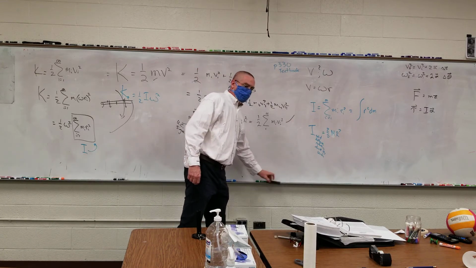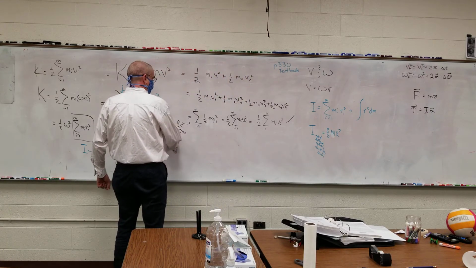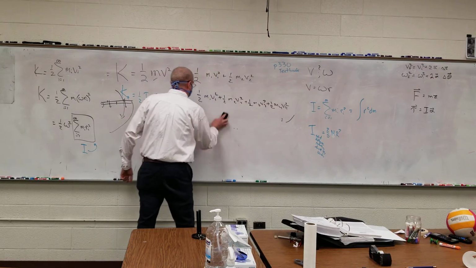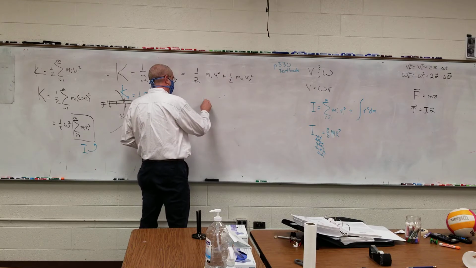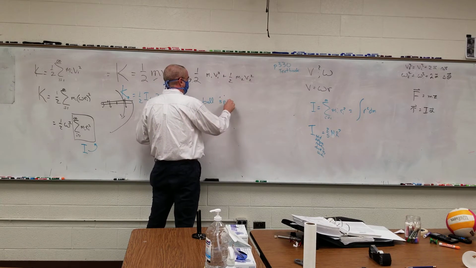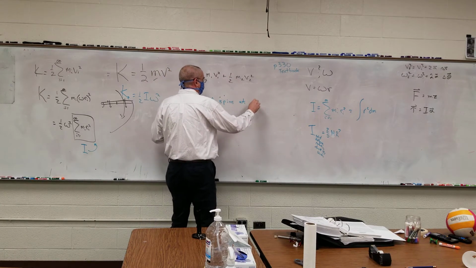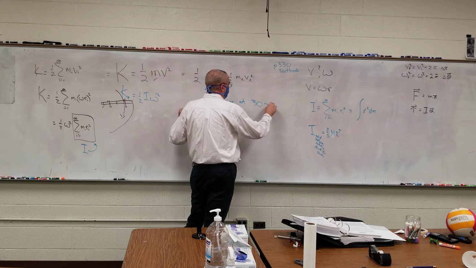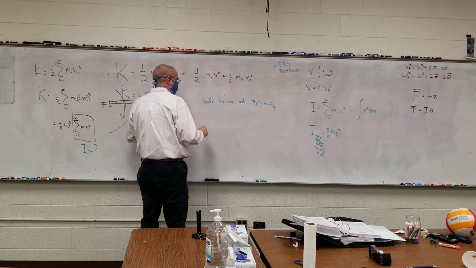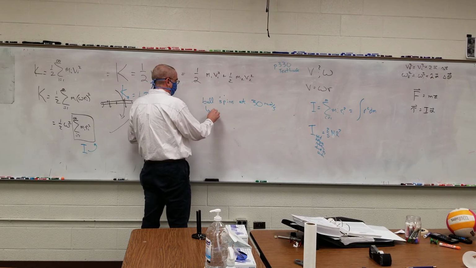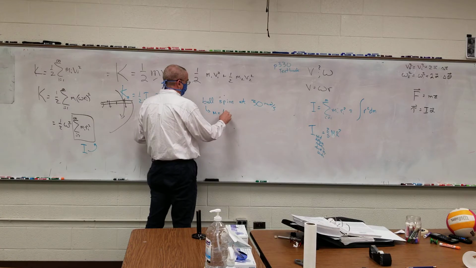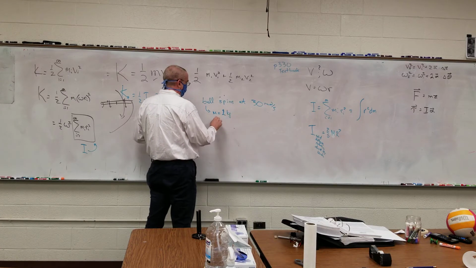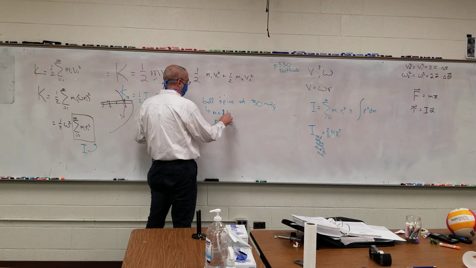So using that, if I have this ball spinning, the ball spins at 30 radians per second. We'll give it a mass of 2 kilograms and a radius of 4 meters. This is a huge ball.